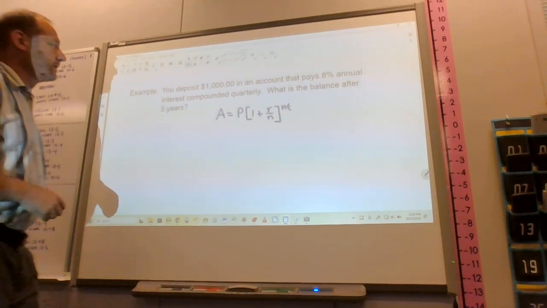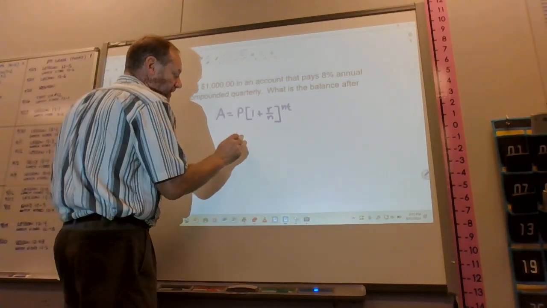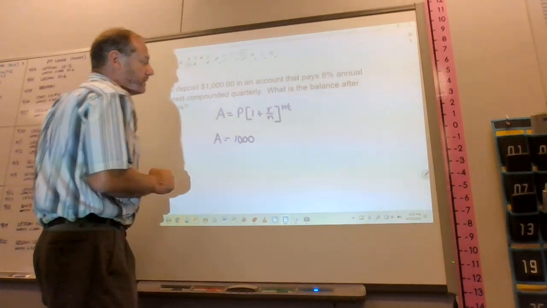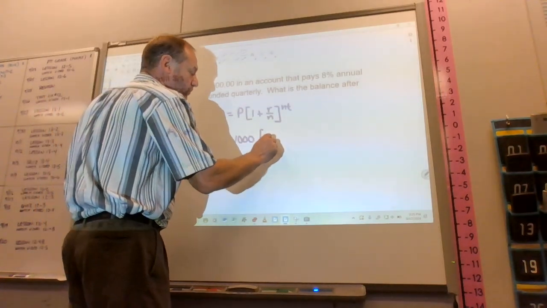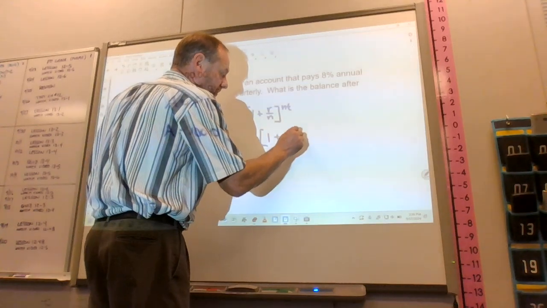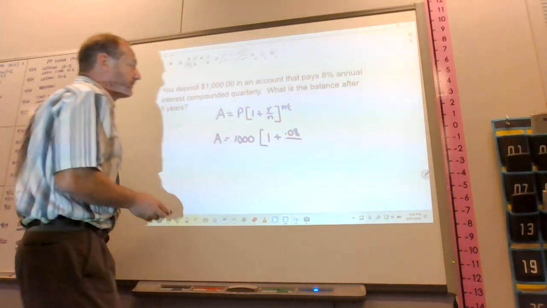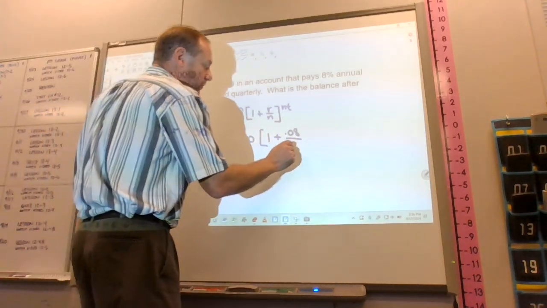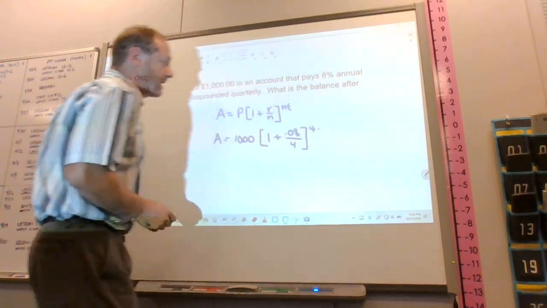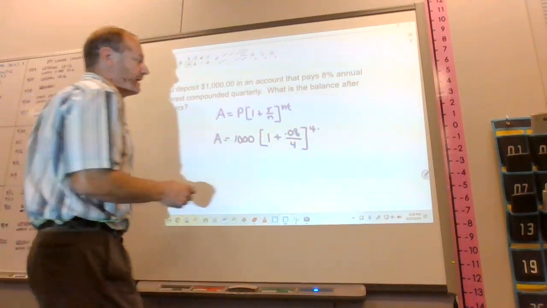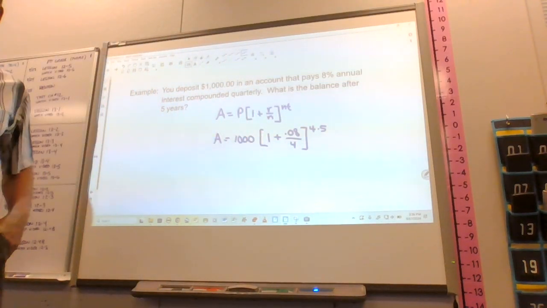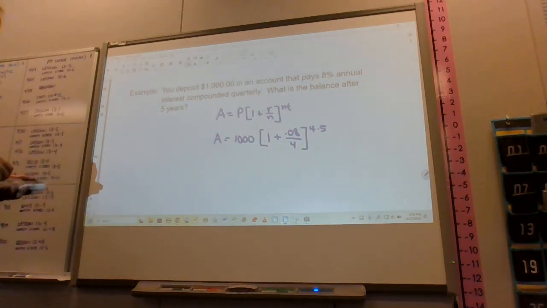Okay? So I deposit $1,000, that's my principal. Okay, and then 1 plus my interest rate is 8%, so that's 0.08. I'm compounding it quarterly, that's 4 times per year. And I want to know what it's going to be worth in 5 years. Okay, so there I've got my formula all filled out.